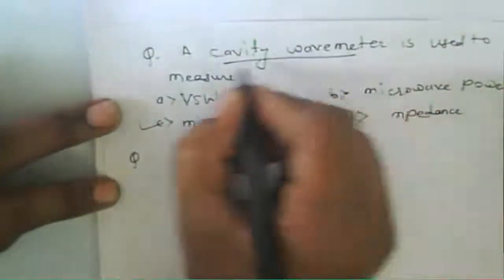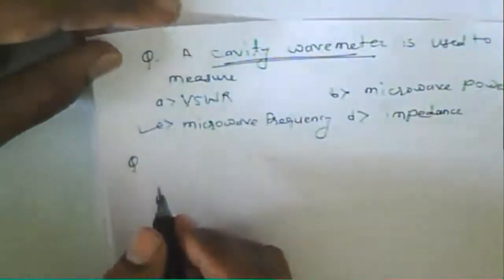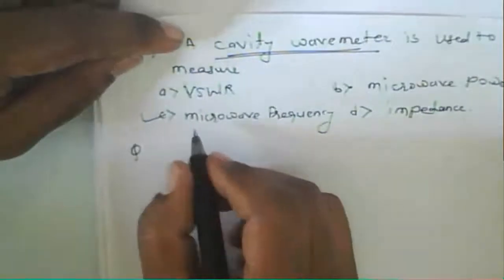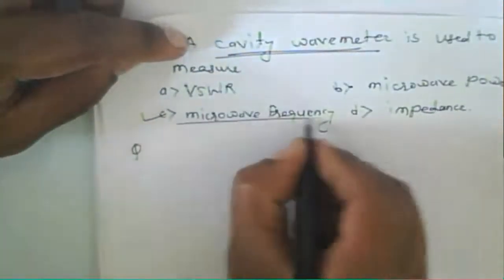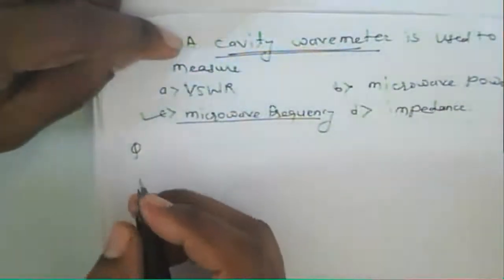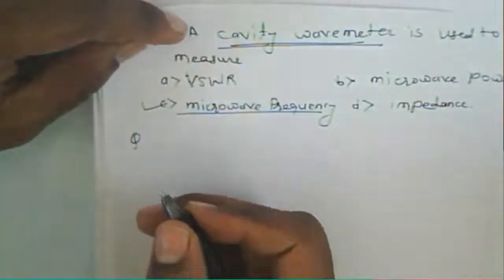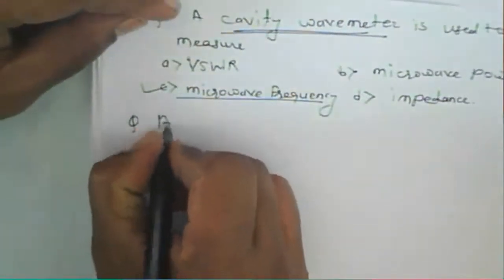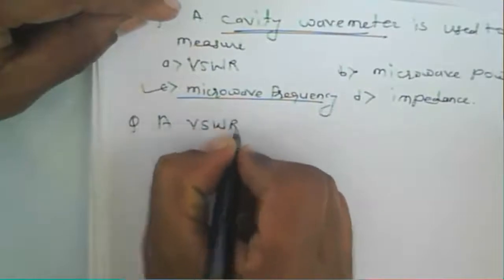Answer, someone says C, right? That answer is about microwave frequency. It is the correct answer. Cavity wavemeter means nothing but a frequency meter, which is useful for the measurement of frequency. Okay, that's about microwave frequency. It is the correct answer.